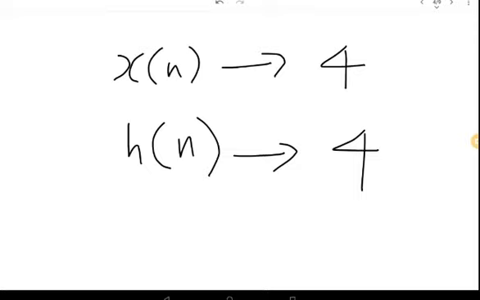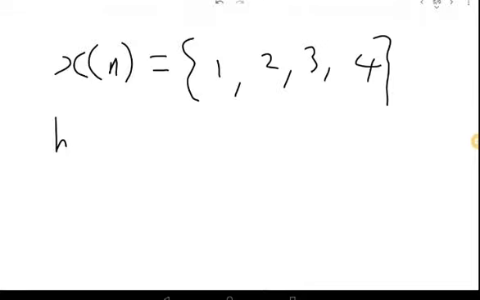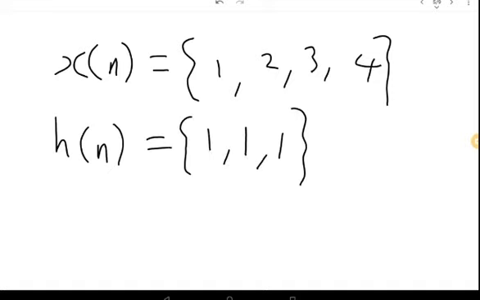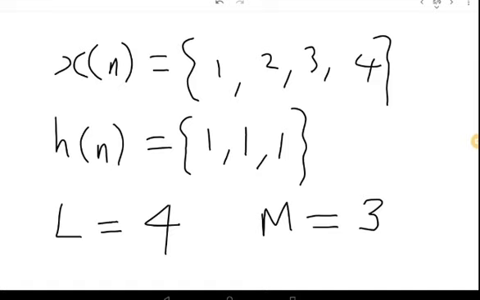Let's consider an example, that is x of n is equal to 1, 2, 3, 4, and h of n is equal to 1, 1, 1. Here the length of x of n is 4, and the length of h of n is 3. So we can't do circular convolution between these two sequences because the length of both sequences is not the same. So in order to do the circular convolution, we have to make the lengths of these two sequences the same.